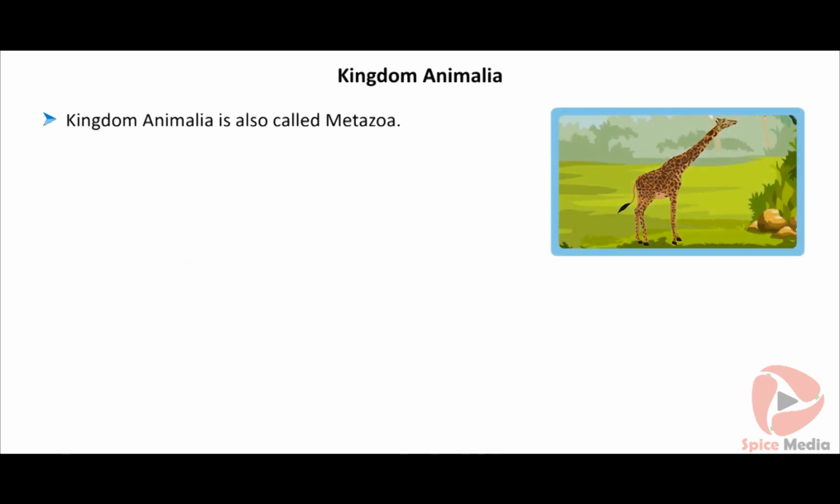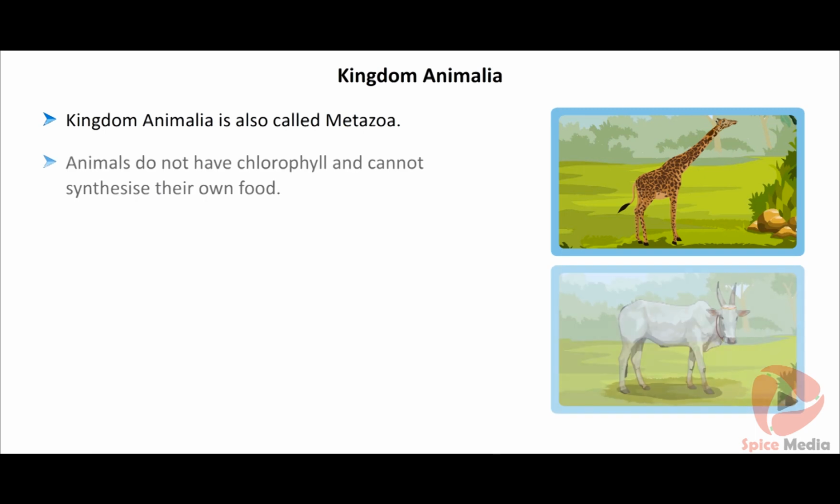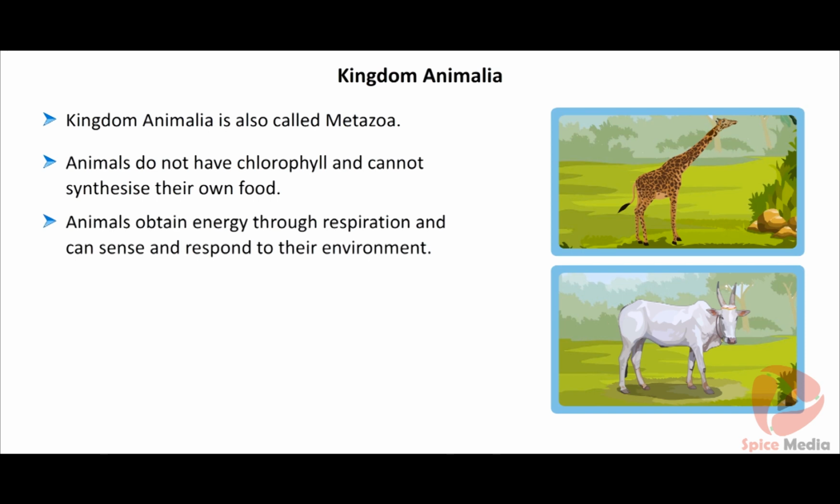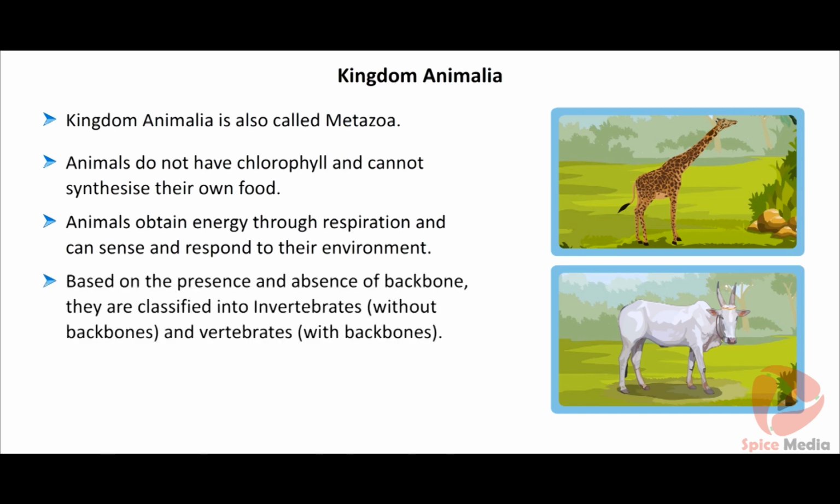Kingdom Animalia. Kingdom Animalia is also called Metazoa. Animals do not have chlorophyll and cannot synthesize their own food. Animals obtain energy through respiration and can sense and respond to their environment. Based on the presence and absence of backbone, they are classified into invertebrates, that is, without backbones, and vertebrates with backbones.